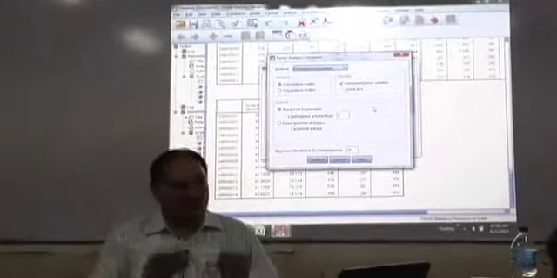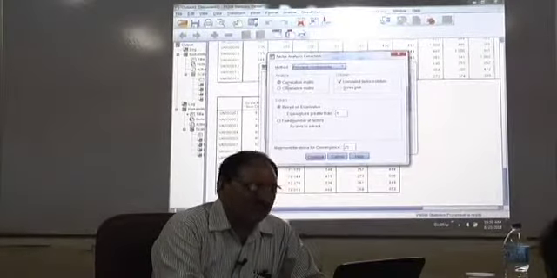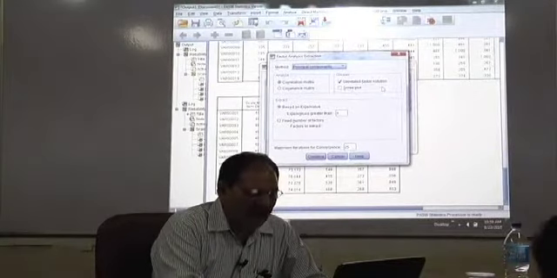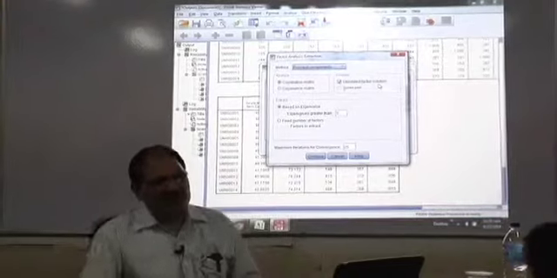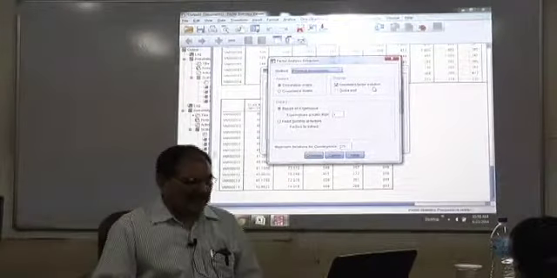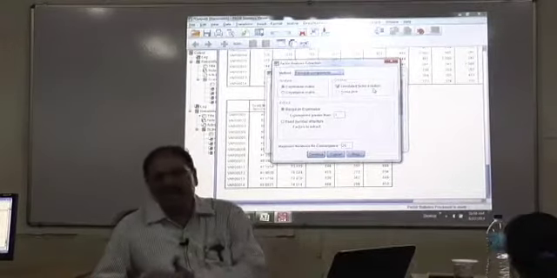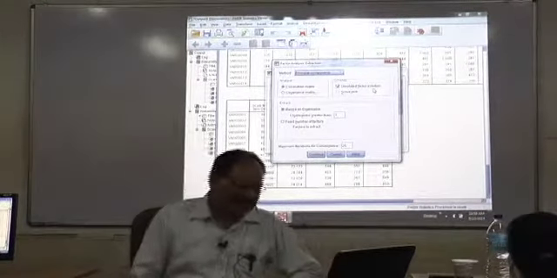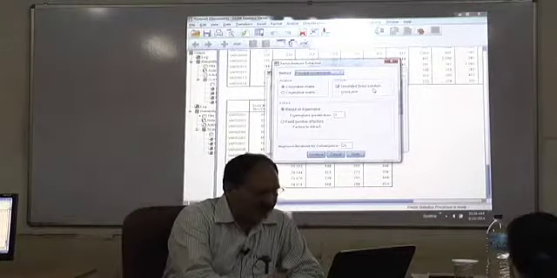So we will use principal component analysis here, and based on the correlation matrix. Okay, and we want the unrotated factor solution. Okay, we want to see what the unrotated factor solution was, and then after rotation what differences have been made. So therefore we will select that unrotated factor solution. It is selected by default for us.